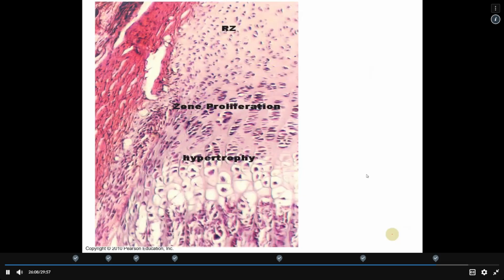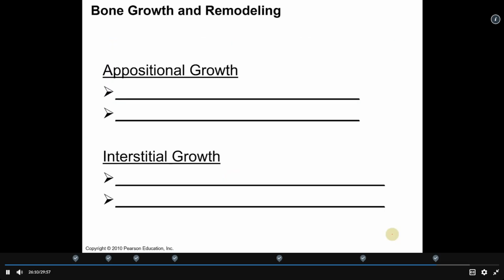Let's review what we just said. So I'm going to jump ahead here because we've covered these. So once the child is born, the bone's going to grow and remodel. When the bone grows from the inside, it's called interstitial growth. And this is how bones lengthen.